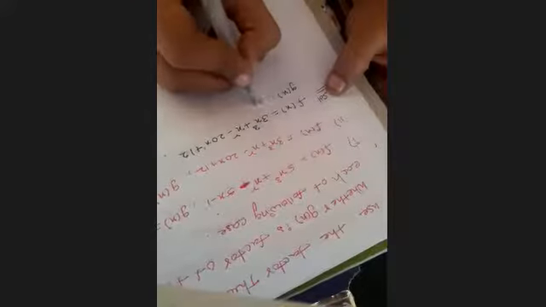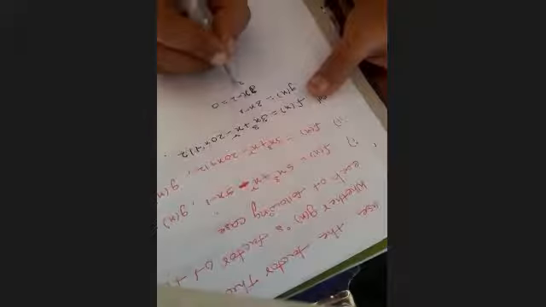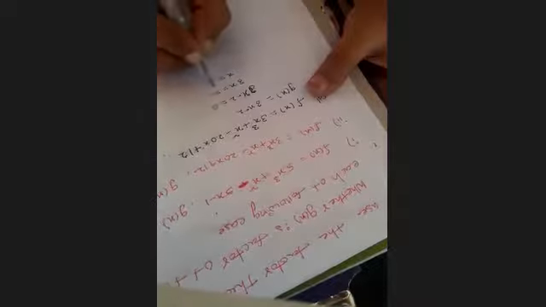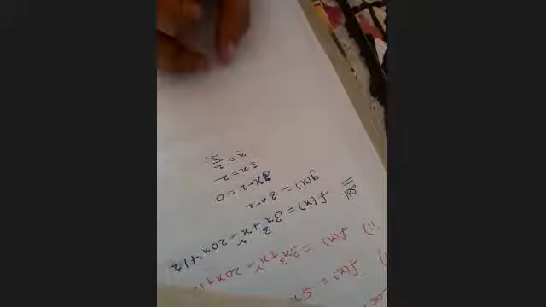So f of x equal to 3x cube plus x square minus 20x plus 12. So g of x, what do they give? g of x equal to 3x minus 2. So 3x minus 2 equal to 0, 3x equal to 2, x equal to 2 by 3. In the x place, I have to replace it with 2 by 3. If the answer comes 0, it is a factor. If not, it is not a factor.